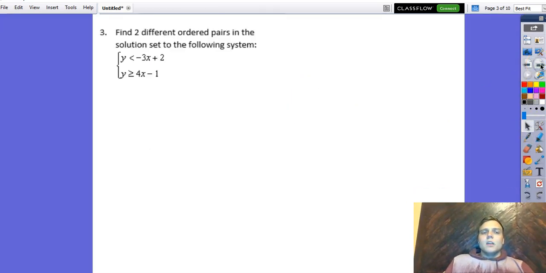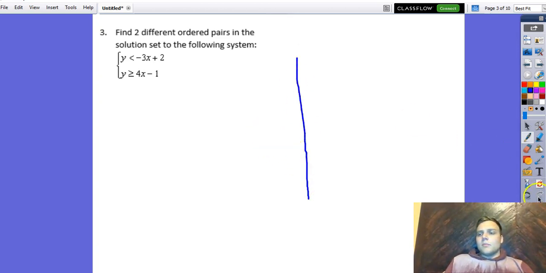Okay. Number 3. Find 2 different ordered pairs in the solution set to the following system. Okay. So this is inequalities. So that means we need to graph these lines, and then we just got to look at where the shading happens. Okay. So first off, I genuinely apologize for this graph that I'm about to try to freehand draw.